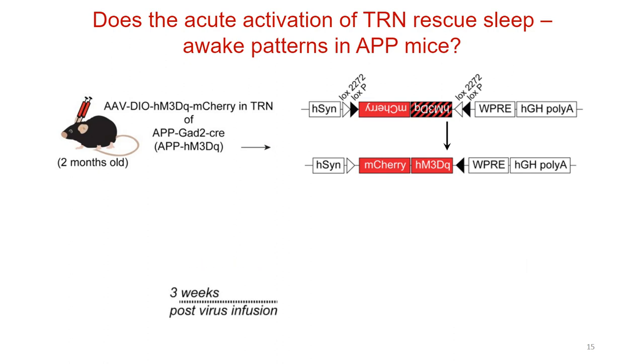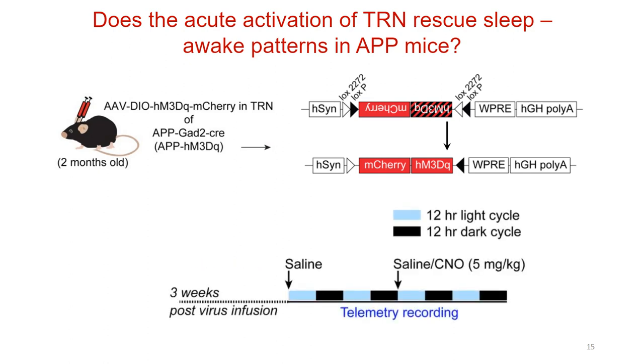Three weeks later, all the mice received saline injection intraperitoneally at the start of a day cycle. That's when mice sleep. And on day 3, a group of mice received CNO injection intraperitoneally and a group of mice received saline. And we recorded EEG and EMG signal during these times.